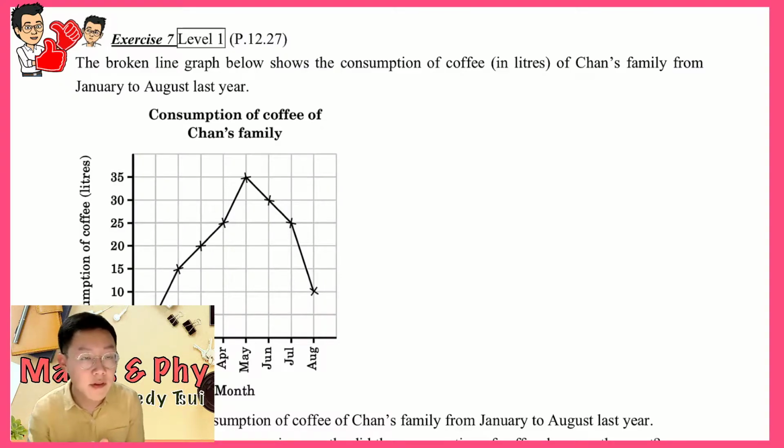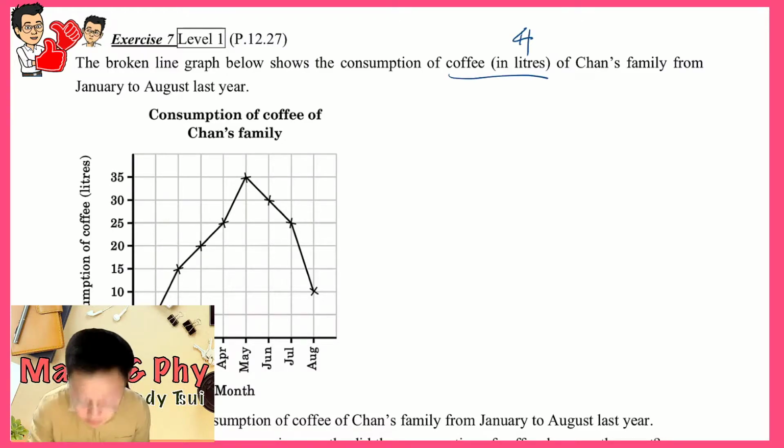So now it's time for exercise 7. For this question, you can see here is the broken line graph, and this broken line graph shows the consumption of coffee in liters. That means that is the unit for the volume of some water, or in this case, the coffee. And it shows the consumption of coffee of Chen's family from January to August last year.